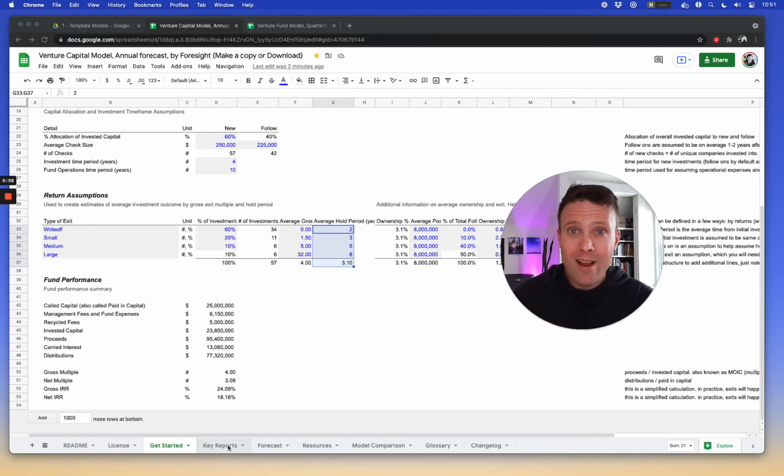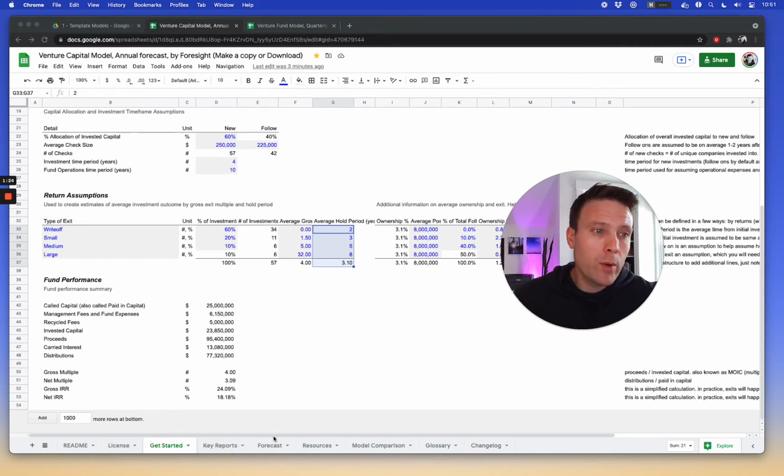Gross IRR and net IRR use the same kind of structures, the same distributions and paid-in capital for net, and proceeds and investments for gross. Basically, it's a time-based adjustment to say, okay, what is the actual rate of return over the time periods of calling capital and making investments and seeing the actual returns from them.